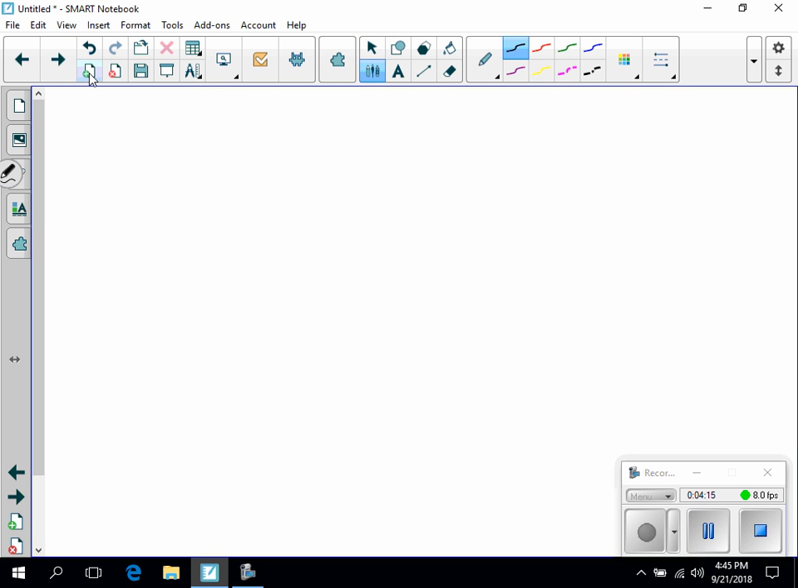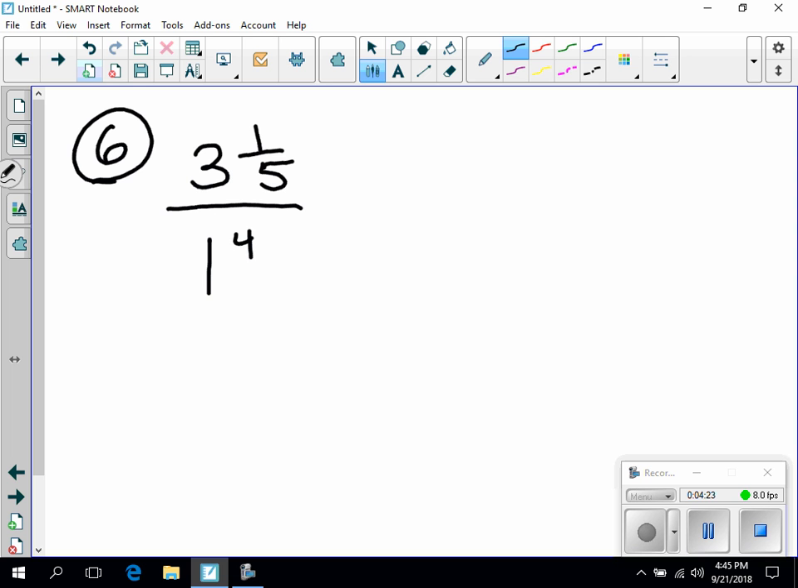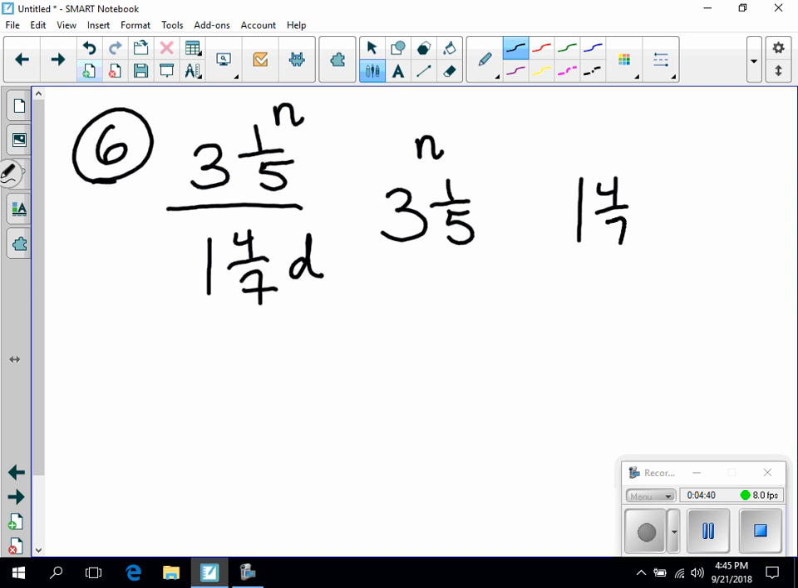Let's take a look at number 6. Number 6, the problem is 3 1/5 divided by 1 4/7. Step 1, copy the numerator first. The numerator was 3 1/5. I copied 3 1/5. Next, you copy the denominator. The denominator is 1 4/7.